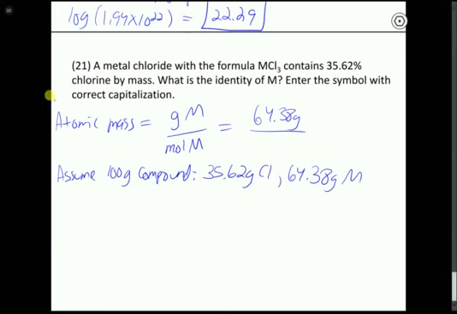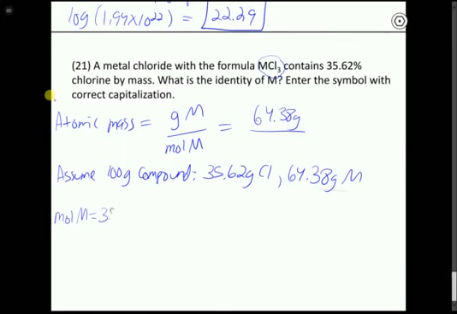We don't know the identity of M right now, which we're trying to find. So we can't directly convert mass into moles because we don't know the atomic mass. However, we do know how much chlorine is in there, so we can use that relationship. The formula here is MCl3, which tells us we have 1 mole of metal for every 3 moles of chlorine. So if we know the moles of chlorine, we can figure out the moles of our metal.